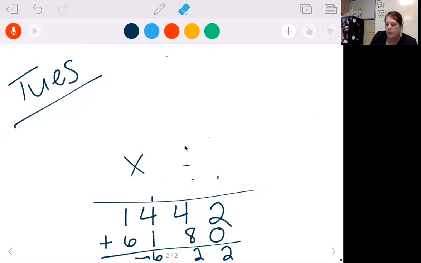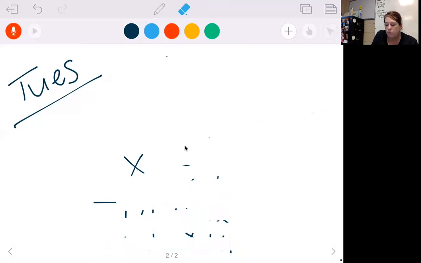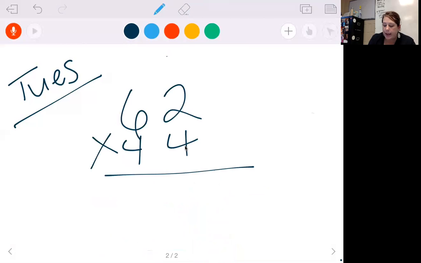One more, and then I'm going to let you go on. We're going to be doing multiplication for a little bit. We probably can go pretty fast through it, though. One more, let's do 62 times 44. 4 times 2 is 8. 6 times 4 is 24. Placeholder 0. 4 times 2 is 8, and 6 times 4 is 24. It's kind of easy when you get those double numbers.